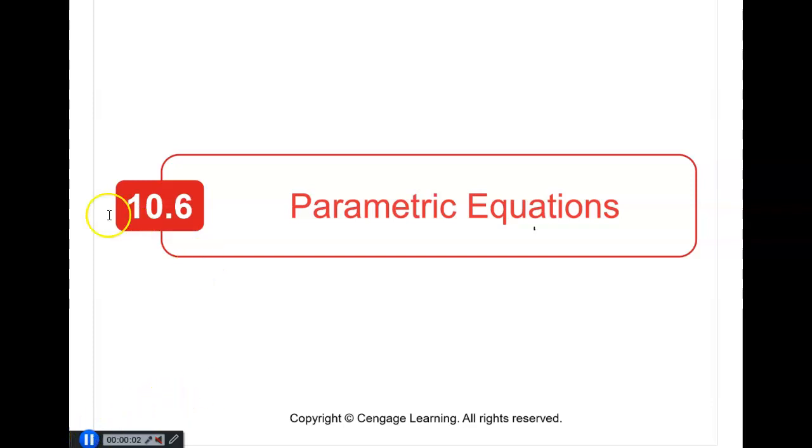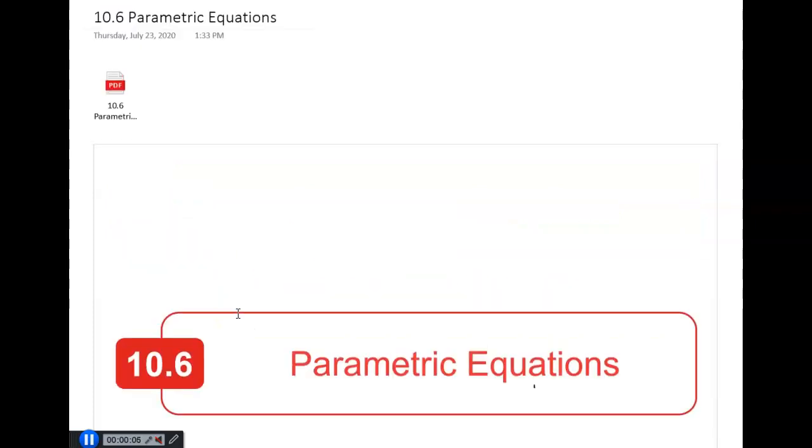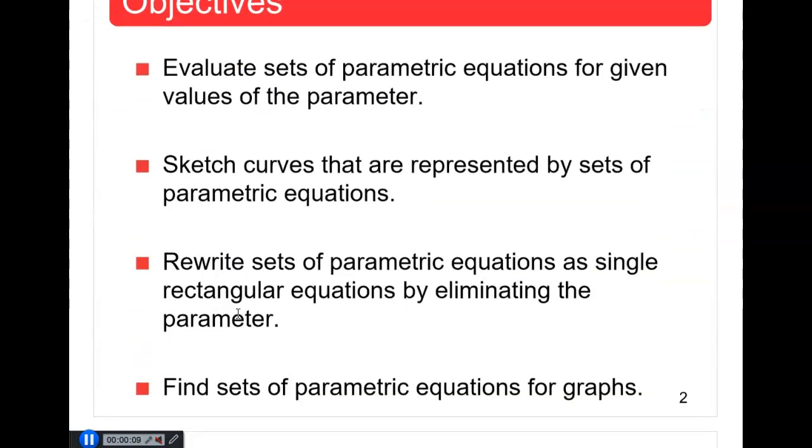This video will cover section 10.6, parametric equations. The objectives will be to evaluate sets of parametric equations for given values of the parameter. This may sound a little weird now, but you will see it's pretty easy.